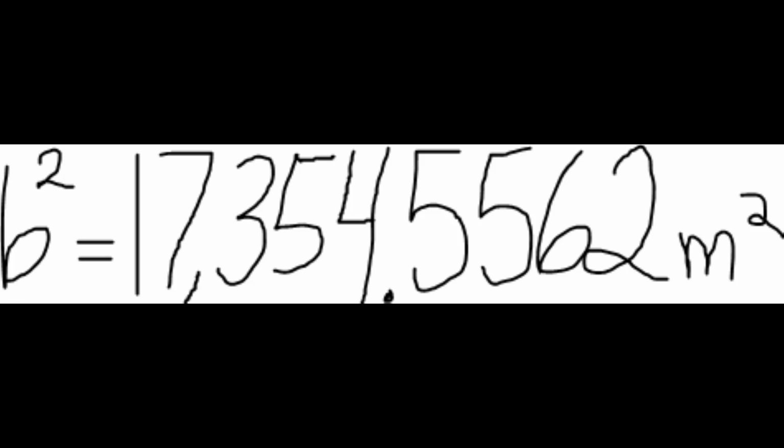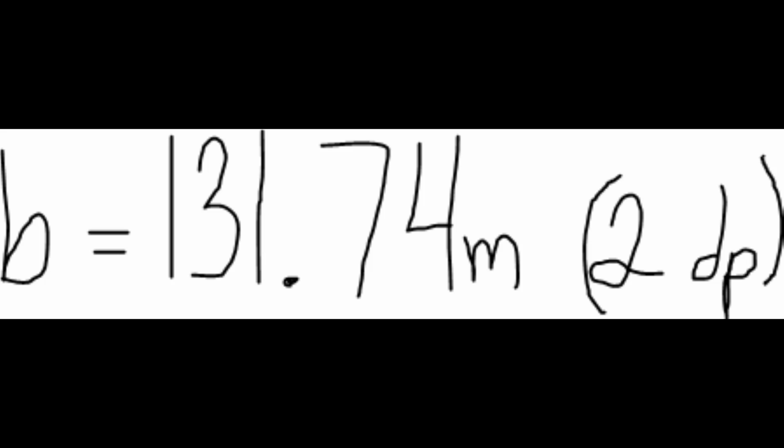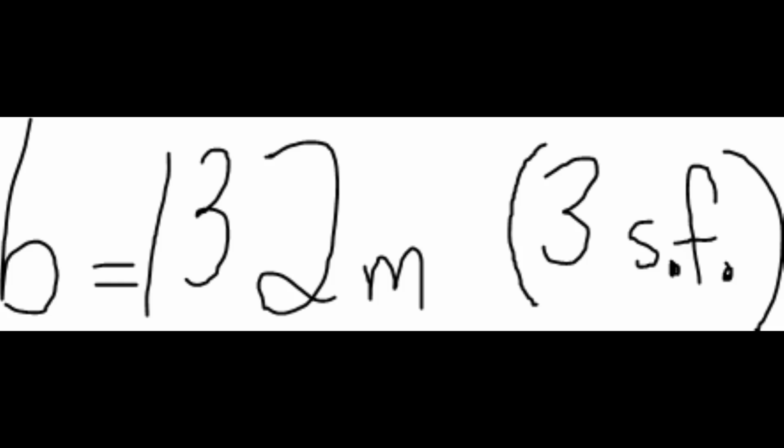Now we need to square root the square to get B by itself. Okay, so that's what we're doing here. We're square rooting the square, and whatever you do on one side you do on the other side. And this is the answer to 2 decimal places, and this is the answer to 3 significant figures.